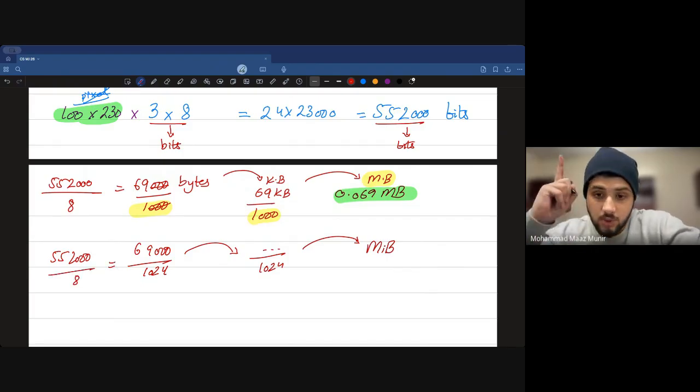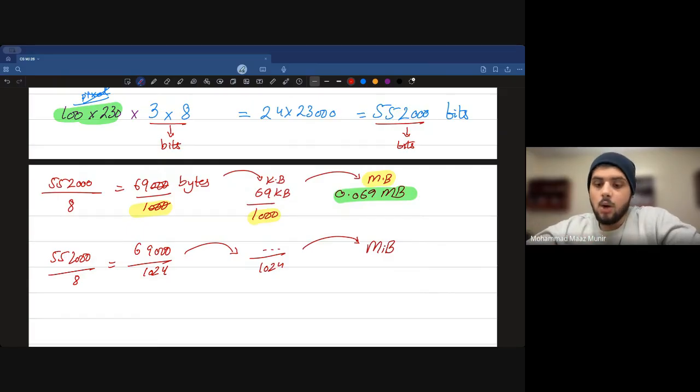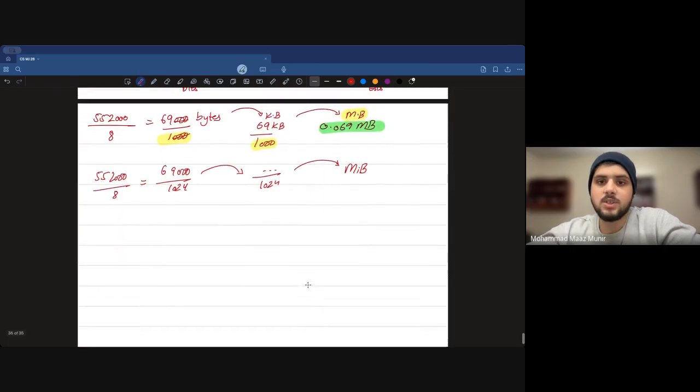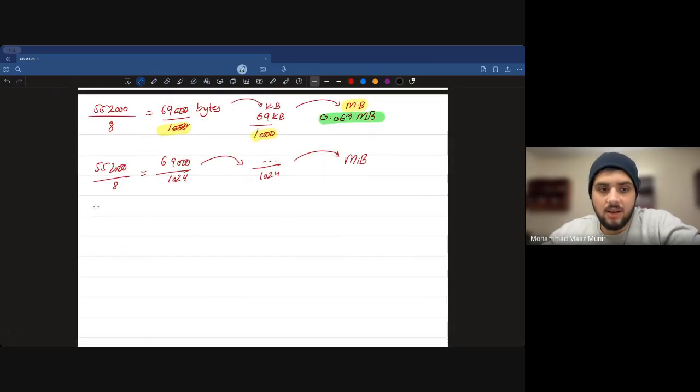But we're going to do that once we get a proper question to it, and you're going to understand that it's not that difficult at all. With that, we are going to be discussing one other formula, which is calculating sound file size.